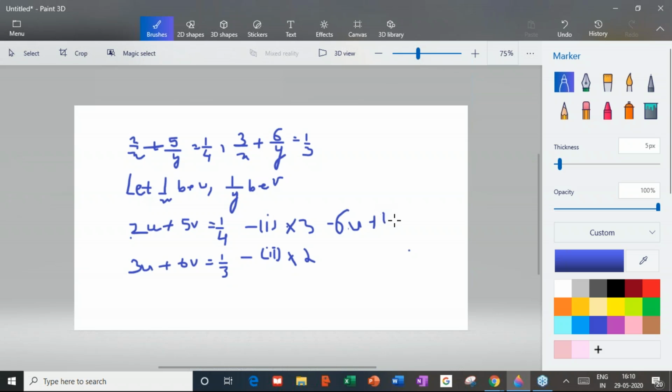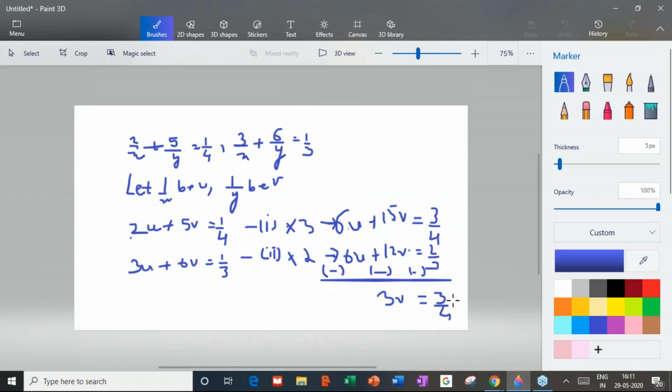6u plus 15v is equal to 3 by 4, and for this I'll get the same 6u plus 12v is equal to 2 by 3, right? If I subtract, it will become what? 6u and 6u will get cancelled. This will become 3v is equal to 3 by 4 minus 2 by 3. You simplify it, you will get the value for v.